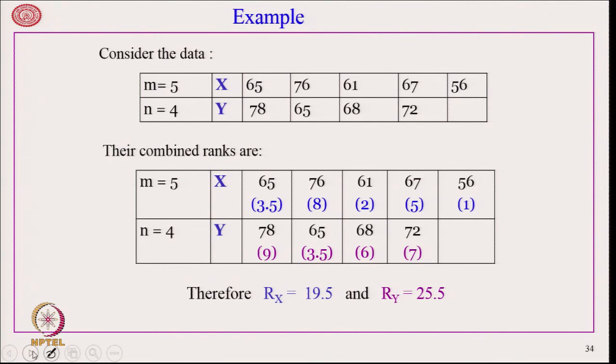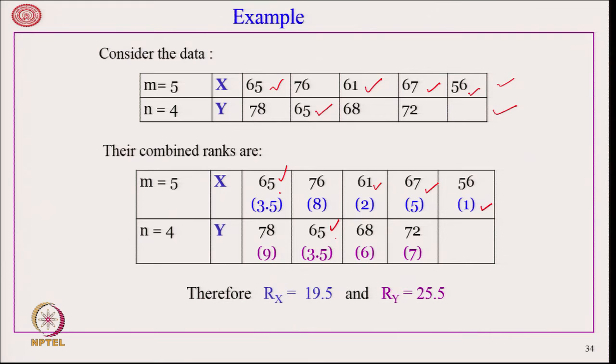Let me illustrate with an example. Suppose there are 5 x observations and 4 y observations. Now, we sort them together and give them the ranks. The smallest one of them is 56, so it is getting the rank 1. The second smallest is 61, it is getting the rank 2. The third smallest is 65, but there is another 65 among the y, so both of them are getting the rank 3.5. The fifth one, because they are taking care of 3 and 4, the fifth one is 67.